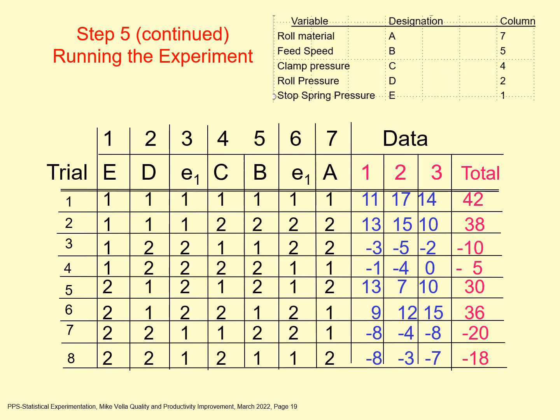So here is our completed table. I've included the variable designations in the upper right-hand quadrant, A, B, C, D, E, and what column they were in, and you can see the results in the data columns. Remember, these are reported in thousandths of an inch, so that's 11 thousandths from target in row 1, item number 1, 17 thousandths, 14 thousandths, and so forth. And of course, all the way to the right is the numerical sum of the 3 data points in each row.